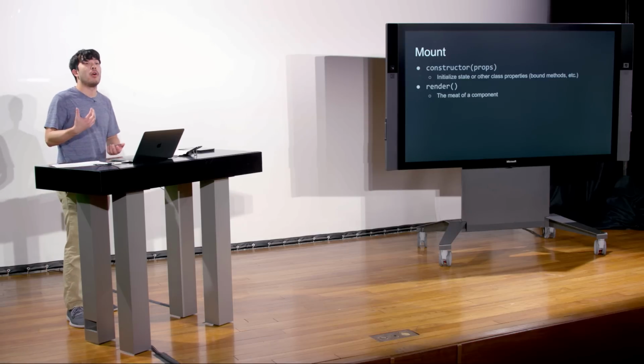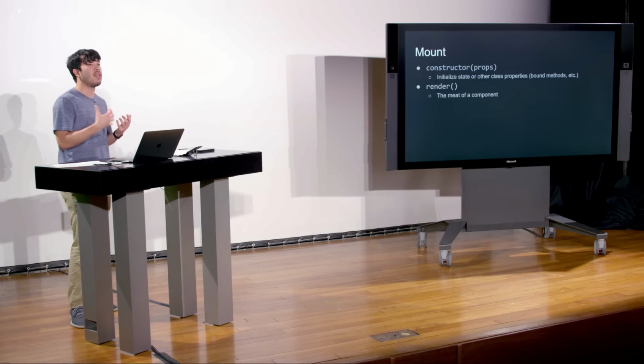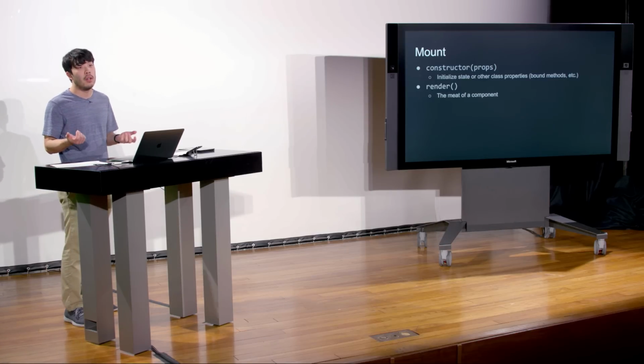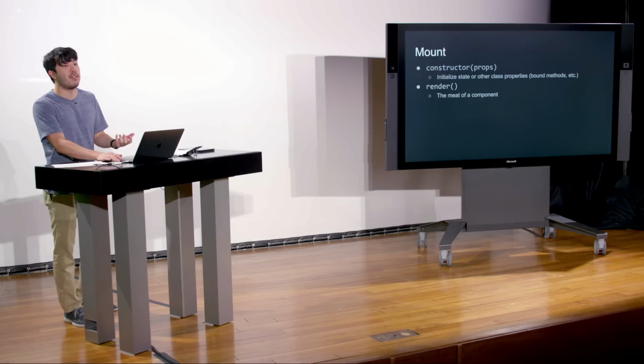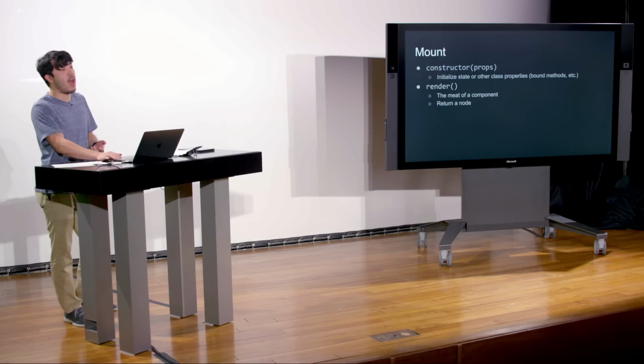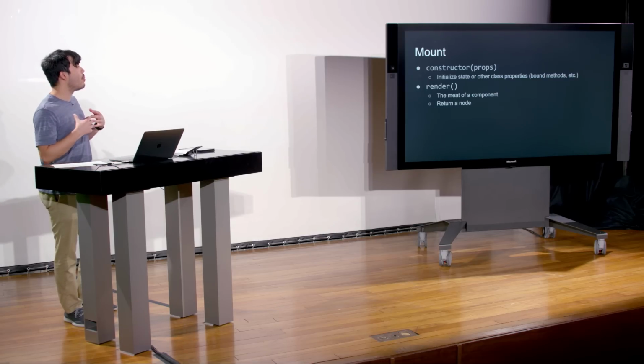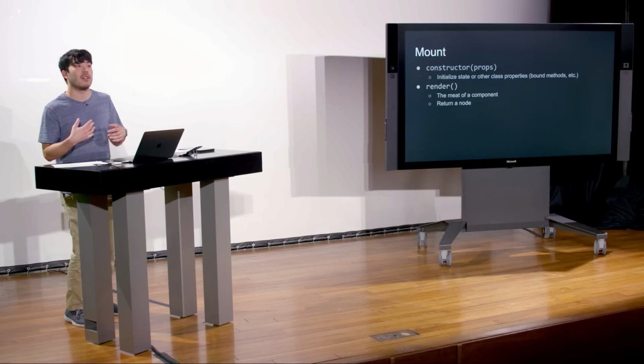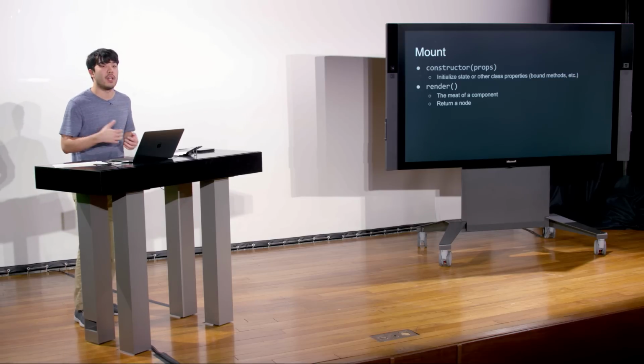Next, what happens is we render, which is just the meat of the component. The main goal of any component is to show UI. In this render method, that's exactly what happens. You take any properties that you have, any class properties that you have, and then you end up returning a node.